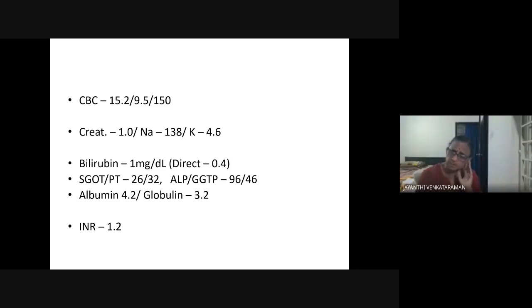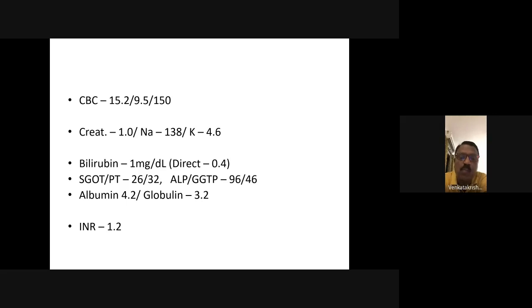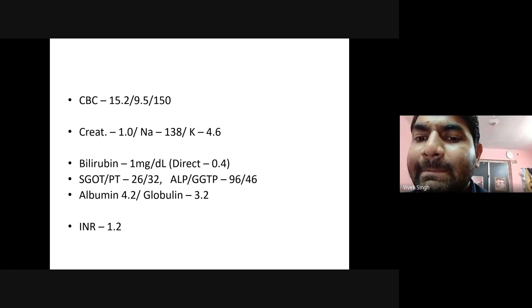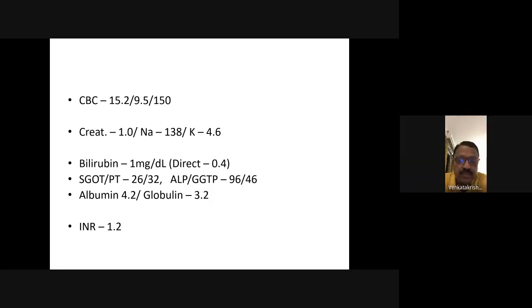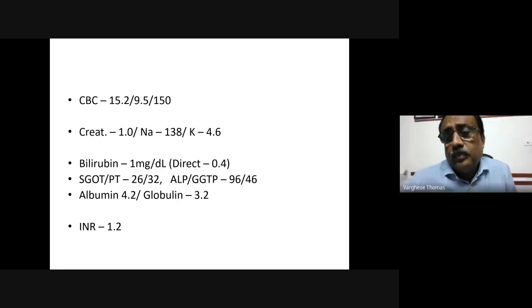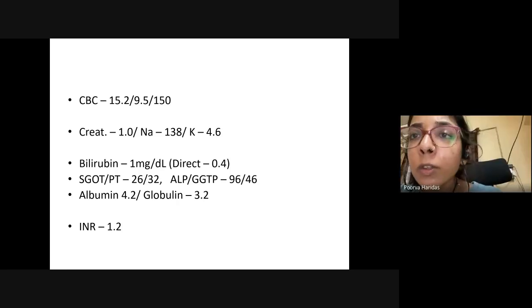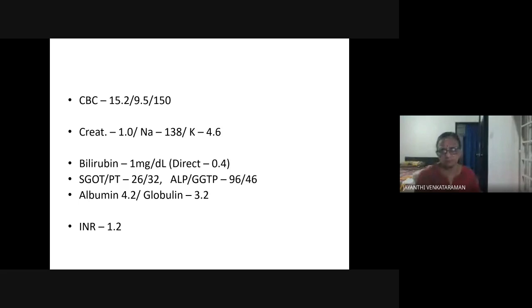Quickly go through it. Look at the hemoglobin, 15.2. Why is the hemoglobin 15.2? Purva, any explanation? Smoker. Hemoconcentration. Okay, he's also a smoker.